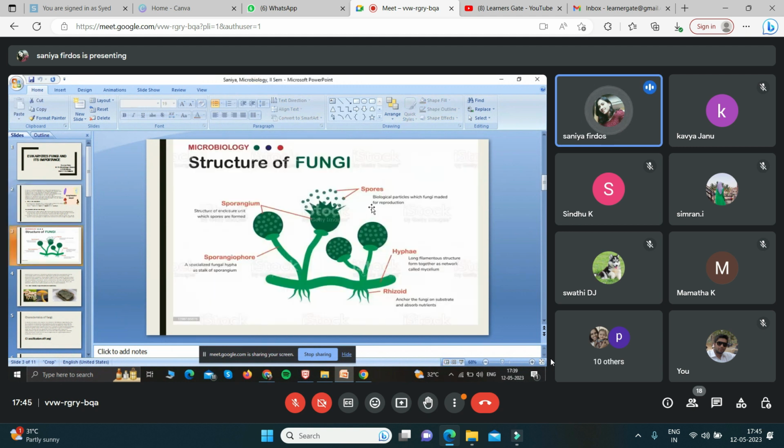This is how the structure of fungi looks. It has spores, which are biological particles that fungi make for reproduction. They also have hyphae, which look like stems. They are long filamentous structures forming together a network called mycelium. They have rhizoids, such as roots in plants, which anchor the fungi.